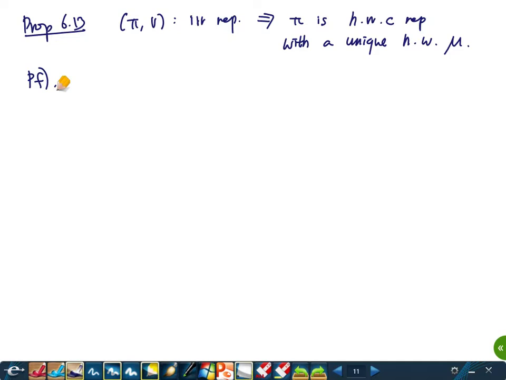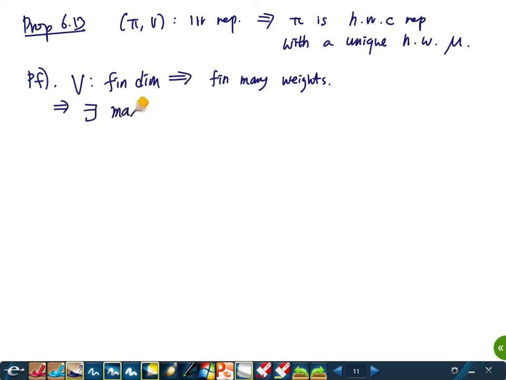All right, let's see how we can prove this. So first of all, V is finite dimensional. We only consider finite dimensional representations. This means there are only finitely many weights. So this representation has only finitely many weights. What can you say from there? From there, we can say that there exists a maximal weight mu with, say, weight vector v.